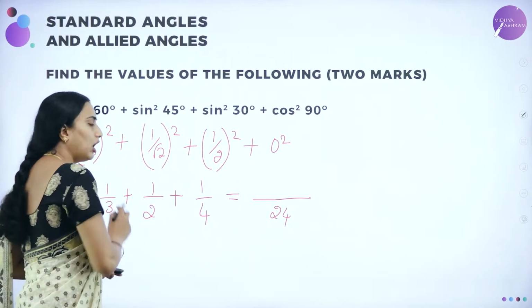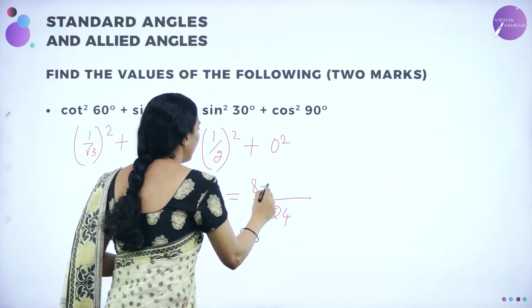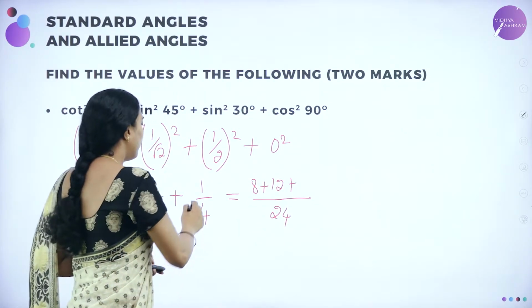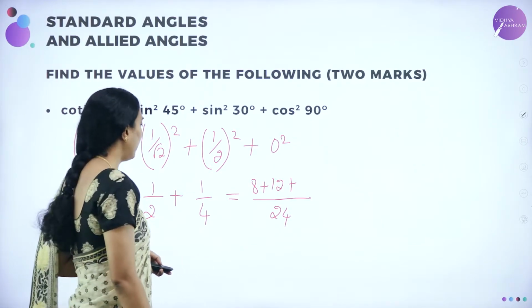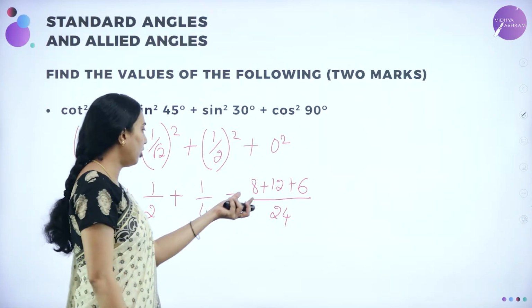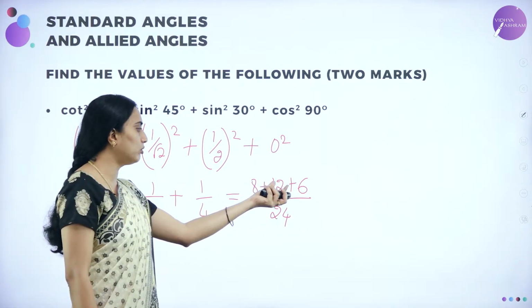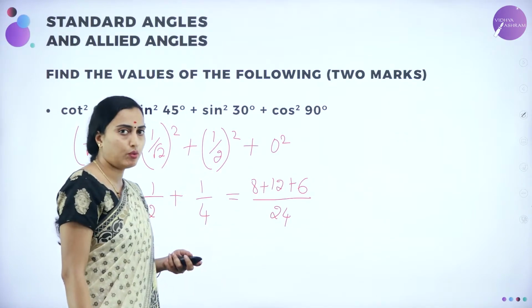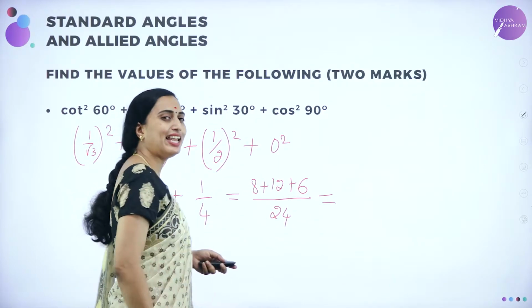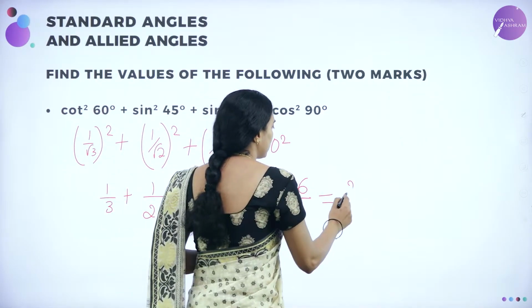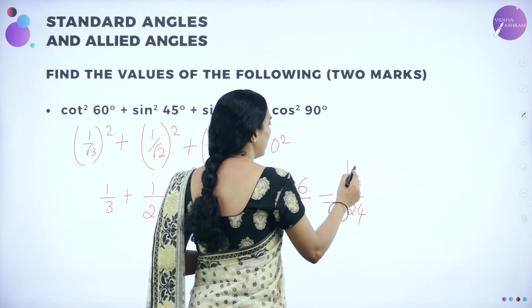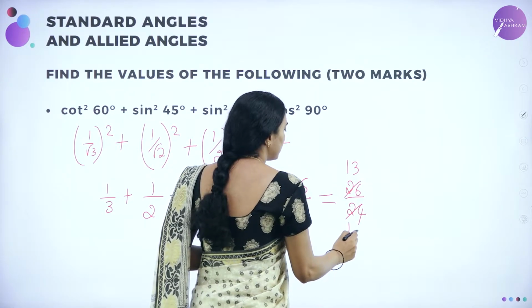Now here, 3 how many times will it go? 8 3s are 24. Plus 2, how many times will it go? 12 2s are 24. Plus 4, how many times will it go? 6 4s are 24. Correct? So you are going to add that. What will it be? 12 plus 8 is 20, 20 plus 6 is 26. So 26 divided by 24, you can cancel: 2 1s are 2, 2 3s are 6, again 2 1s are 2, 2 2s are 4.